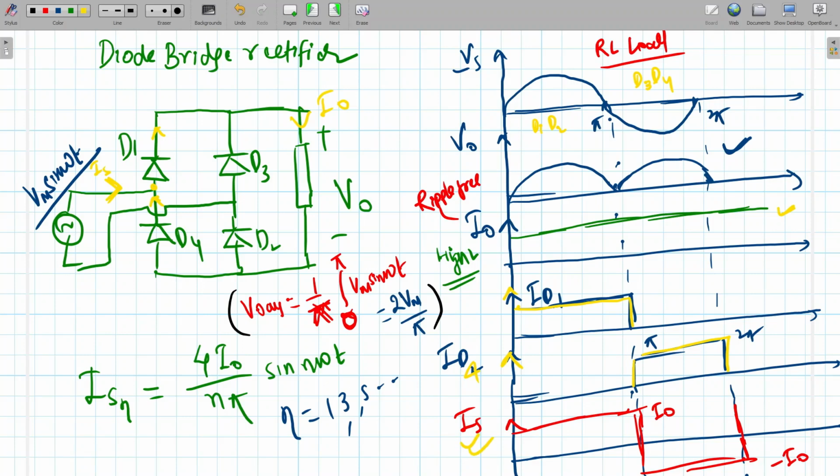Are the waveforms clear to all? Otherwise, you can ask. Clear, sir. Okay. So with this we can calculate the output voltage. The average output voltage is 1 by pi, integral 0 to pi of Vm sin omega t, which is already known: 2 Vm upon pi. And the source current is a square waveform, so the equation will be 4 I naught upon n pi sin n omega t, and this will be only for n equal to 1, 3 and 5.